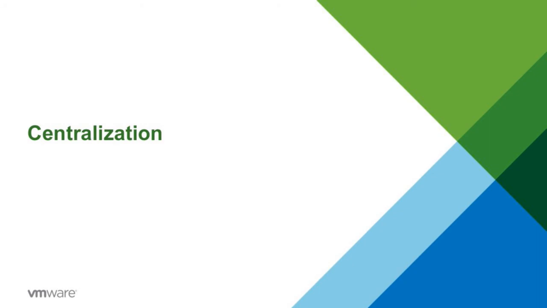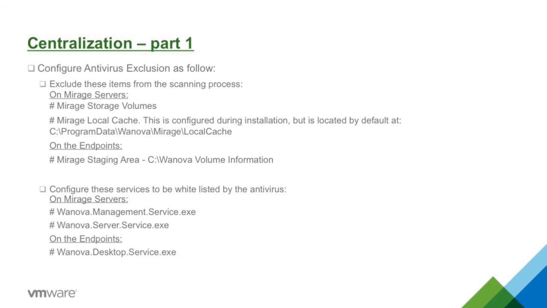Regarding centralization issues, you need to make sure that the antivirus is configured properly. If you have any antivirus running on the Mirage client, you need to make sure that you exclude all the Mirage components, so the Mirage services and the Wanova volume information, which contains all the temporary files that we use to update the base layer or assign any app layer. So the volume information needs to be excluded from any antivirus scan. On the server, you also need to exclude the management service and the server service.